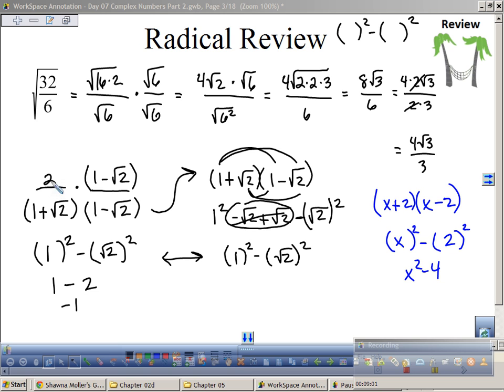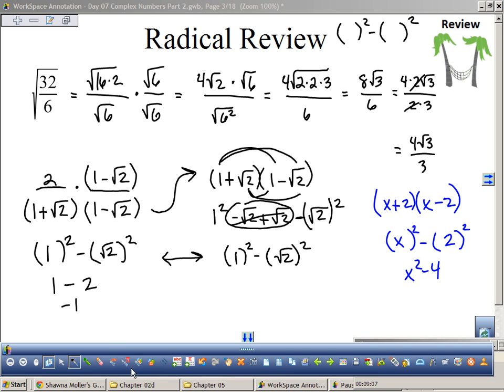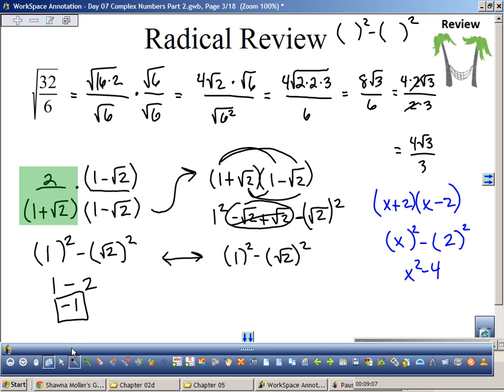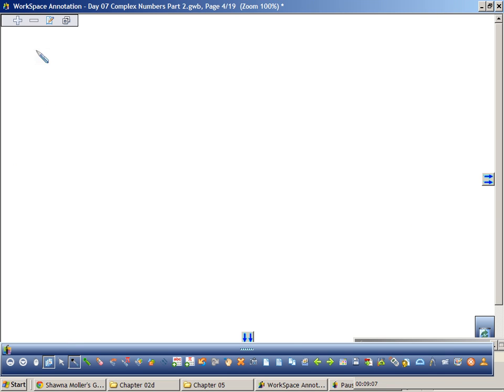Here's your original problem. We can't have a square root in the denominator. So we're multiplying by the conjugate, because we just found the denominator right there. That's all we found right now, is the denominator. Let's start off brand new.